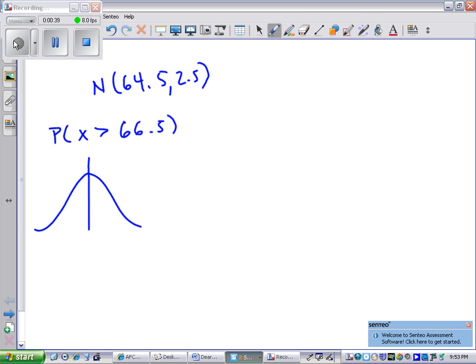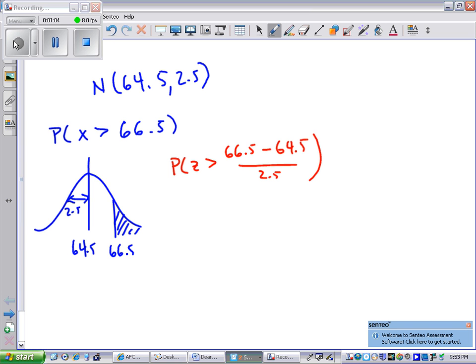Or, in other words, in graph form, if the mean is 64.5, standard deviation is 2.5, what's the probability a randomly selected woman would fall in that range? The next thing I'm going to do is standardize it. So that's the probability Z is greater than 66.5 minus the mean over the standard deviation. You can work it out on your calculator, or trust me, the answer there is 0.8. And if I use the pink chart or my normal CDF, I find that to be the shaded probability.